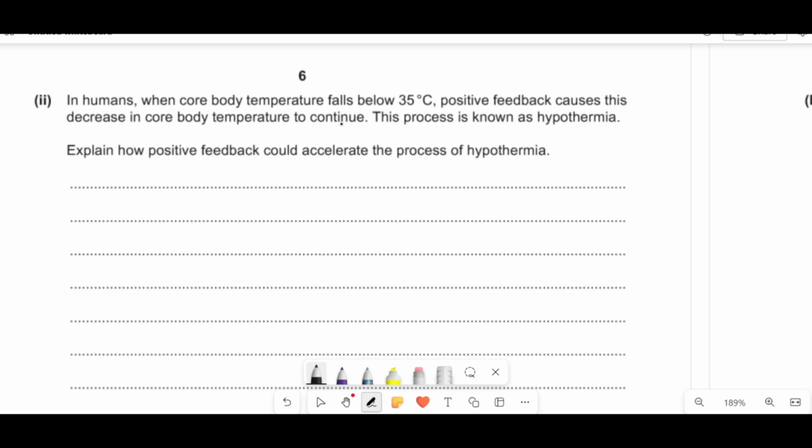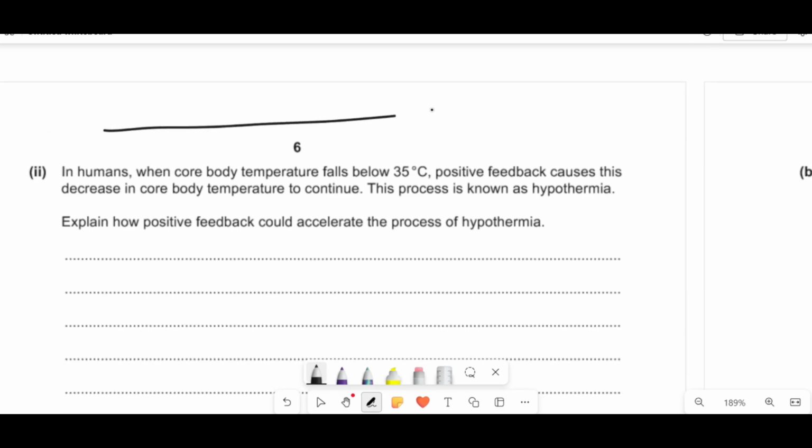So in humans, when core body temperature falls below 35 degrees C, positive feedback causes this decrease to continue, and this is known as hypothermia. Explain how this could accelerate the process of hypothermia. Negative feedback is where a factor changes and you want to bring it back to normal. So here it's too high and then it goes back to normal, but maybe sometimes you overshoot, so we bring it back up and down and up and down, right?